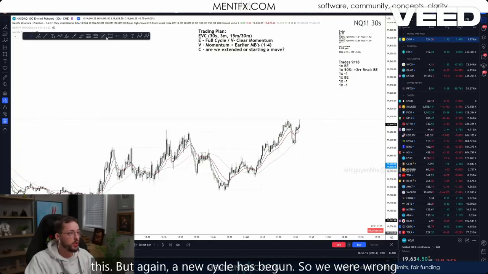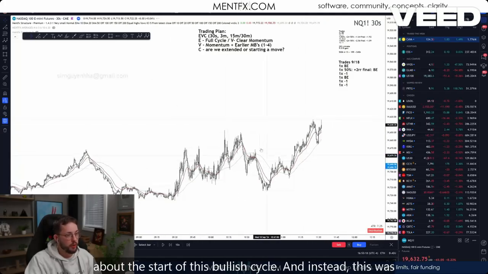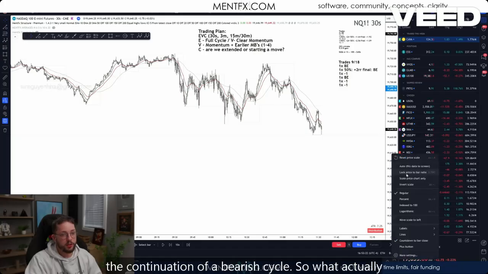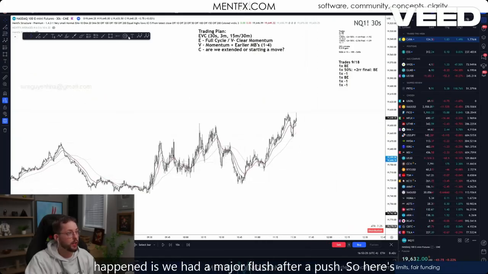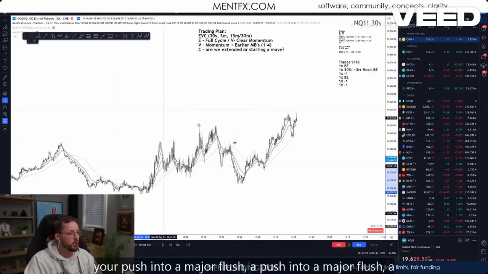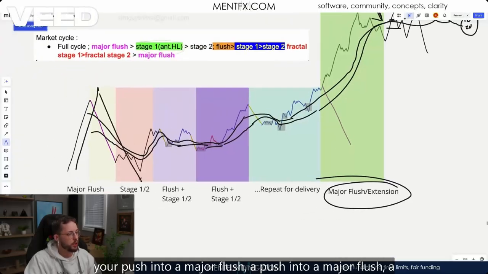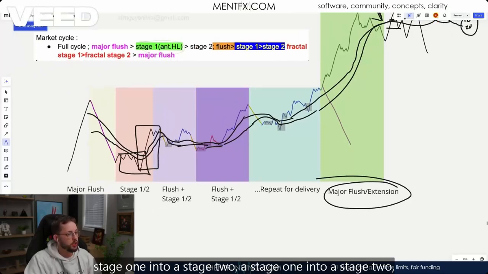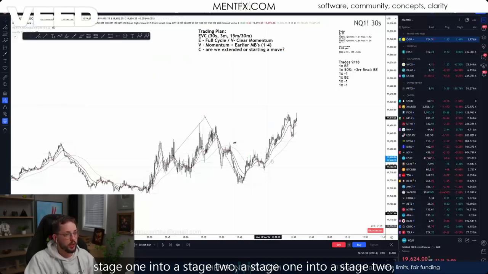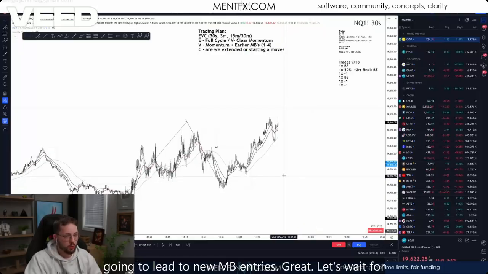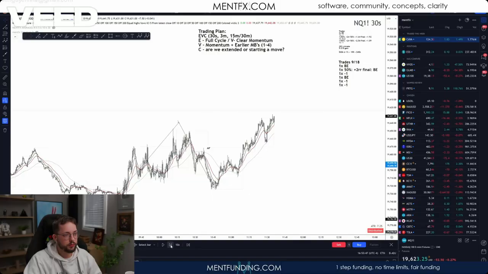But again, a new cycle has begun. So we were wrong about the start of this bullish cycle. And instead, this was the continuation of a bearish cycle. So what actually happened is we had a major flush after a push. So here's your push into a major flush, a push into a major flush, a stage 1 into a stage 2, a stage 1 into a stage 2, into what is now likely a flush or future flushes that are going to lead to new MB entries. Great. Let's wait for those.